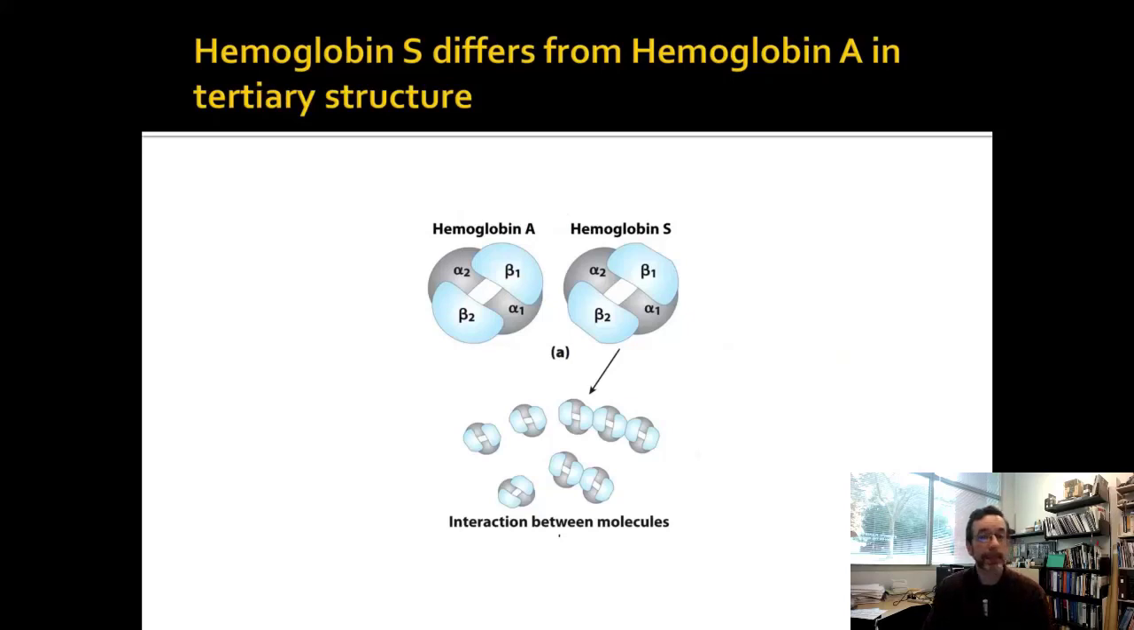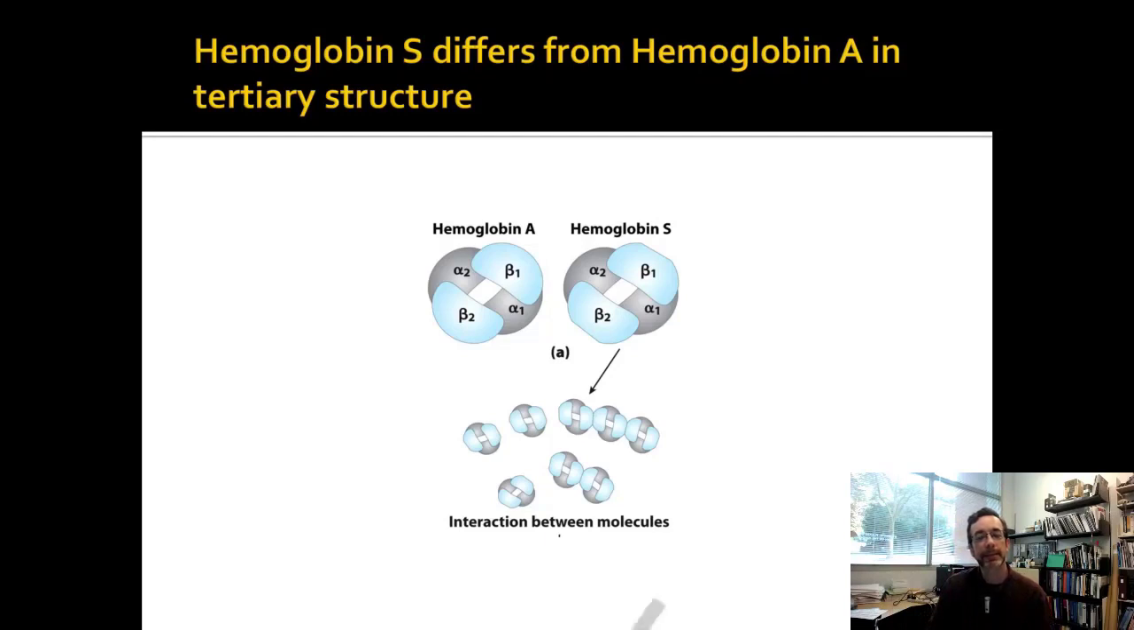Hemoglobin S differs from hemoglobin A in tertiary structure. So we just talked about primary structure. In tertiary structure, when you have a valine here, it actually makes a little divot in the surface, and it makes a hydrophobic patch. There's a lot of other hydrophobic residues around it. And so it makes this whole thing have a sticky patch right here on the molecule.